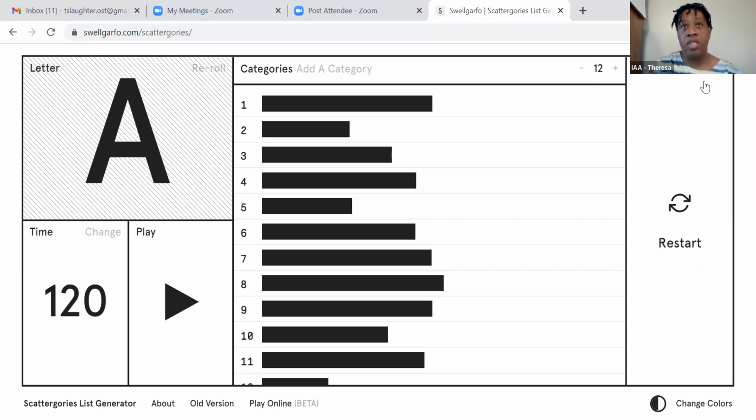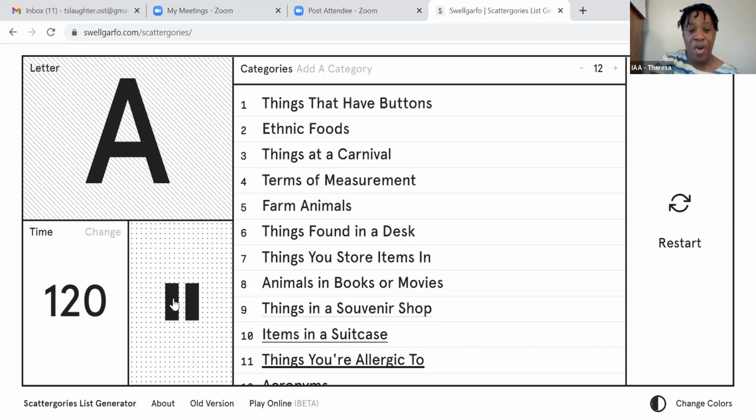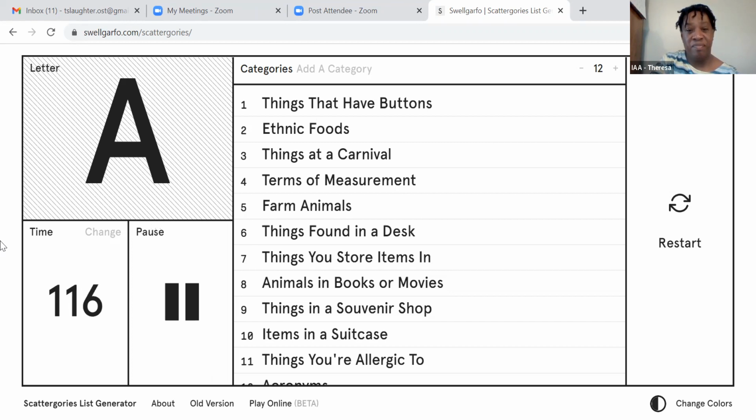Nice way if you want to incorporate technology into your class. If you have a projector, you could project this up on the screen, or you can use a smart TV, connect your computer to the smart TV and do it this way. But we're going to quickly play this game. So I'm going to go ahead and hit play, and off you go. The letter is A.